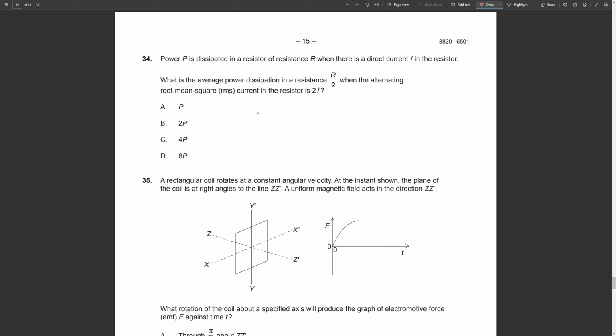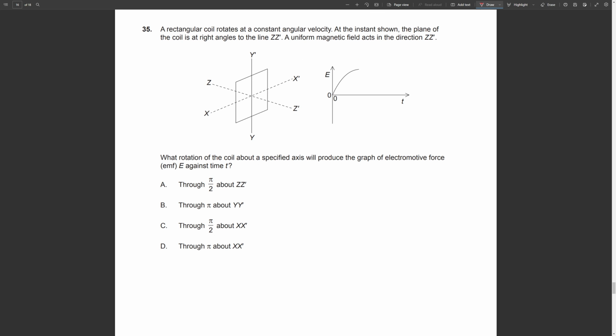34. About root mean square value. It's about the power, current, and resistance. The average power is calculated using the RMS currents. And the RMS current is 2I square. Meanwhile, the resistance is half R. So after simplifying, you will get 2 times of the I square R. So it is 2 times of the original power. Answer is B.